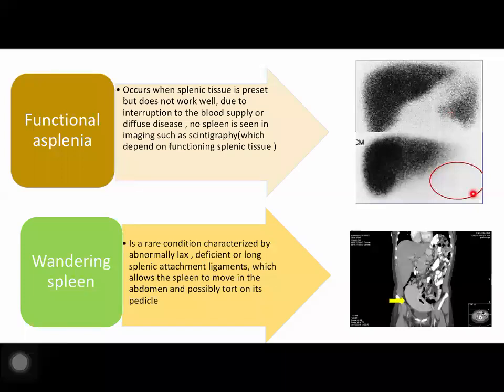Wandering spleen is migration of the spleen from its normal anatomical position to the lower abdomen or the pelvis due to lax or deficient or long ligaments, and it may torse on its pedicle.